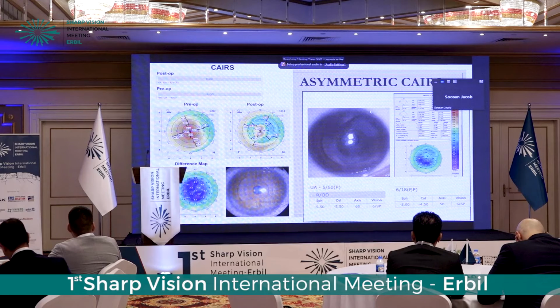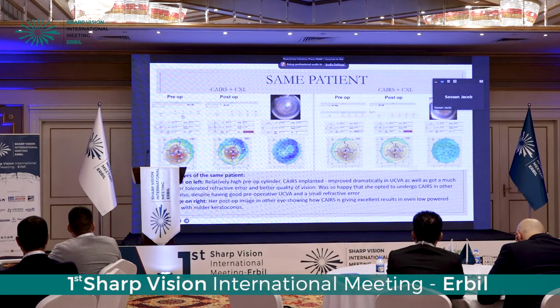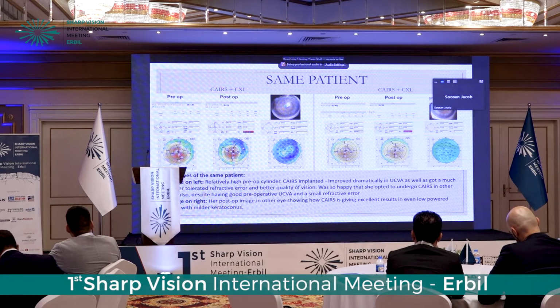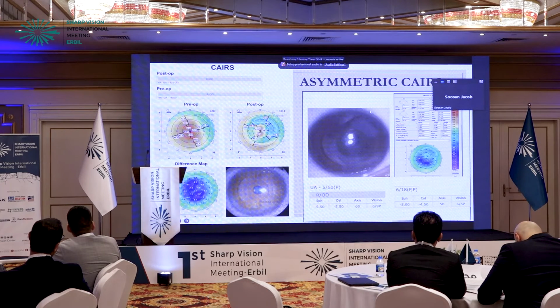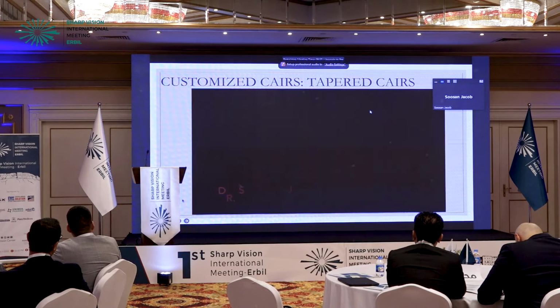Even in the previous example, actually the one I showed here, the cylinder had dropped from -7 to -2.5, which is a much more acceptable level of cylinder. And uncorrected had improved from 20/120 to 20/30. So you get a lot of improvement in uncorrected visual acuity, best corrected visual acuity, a decrease in the spherical equivalent, the refractive cylinder, the topographic cylinder, and a lot of advantages.